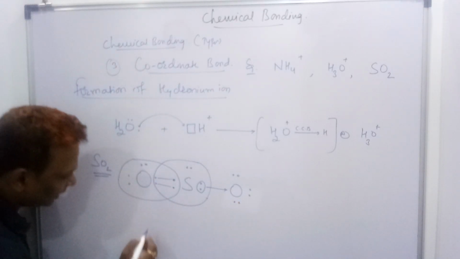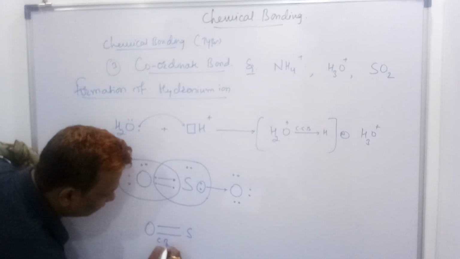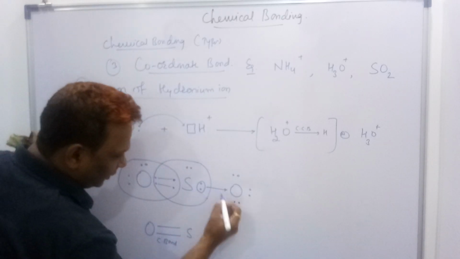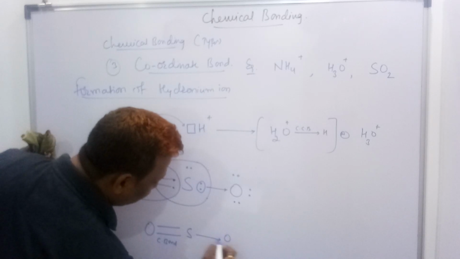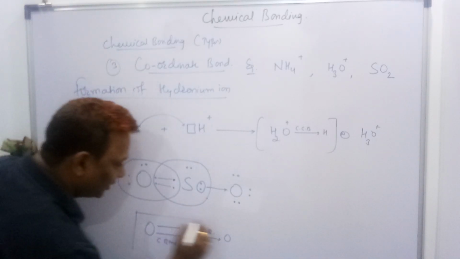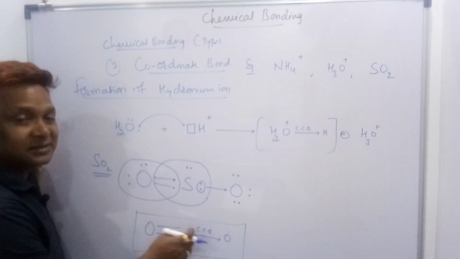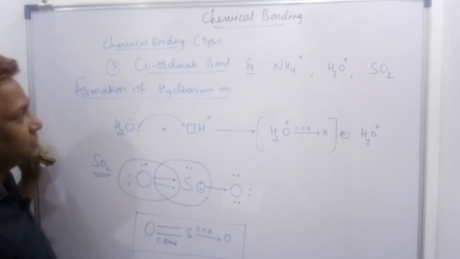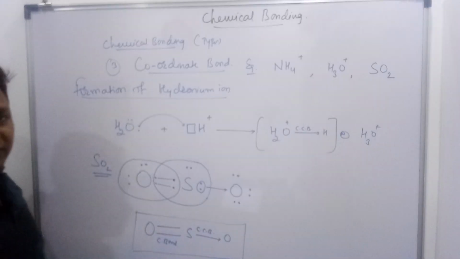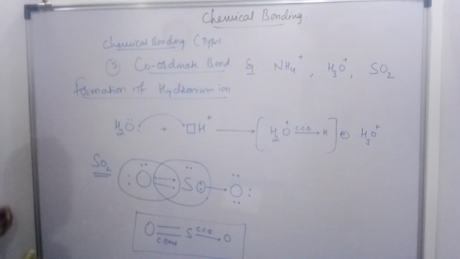Now by sharing, it will form the bond called a covalent bond, and here sulfur donates its 2 electrons to the oxygen, the bond called a coordinate covalent bond. So this is the structure of the SO2 molecule. In that one, we have a covalent bond as well as a coordinate covalent bond. So these are the types of chemical bonding we have seen: ionic bond, covalent bond, as well as the coordinate covalent bond or dative bond.